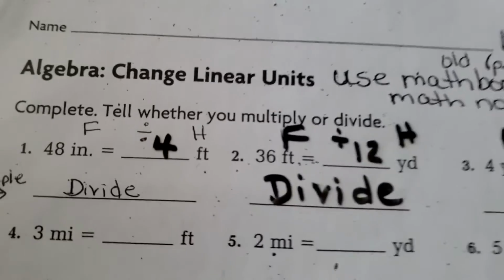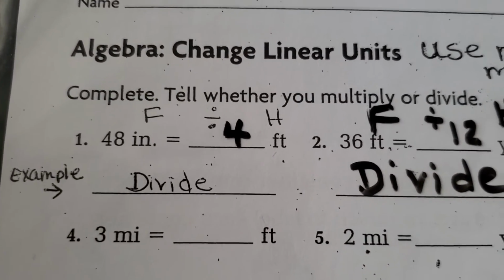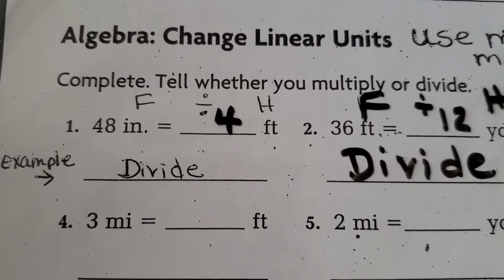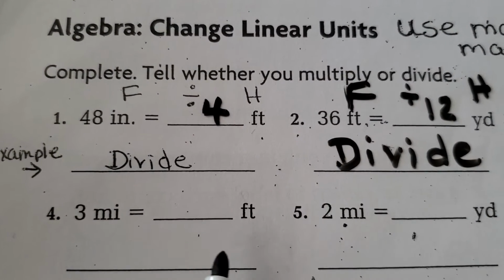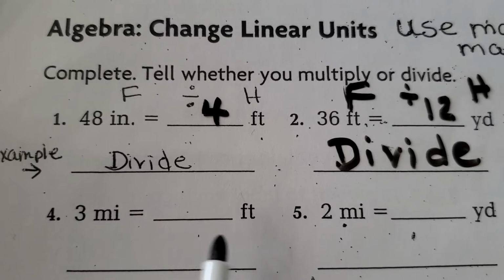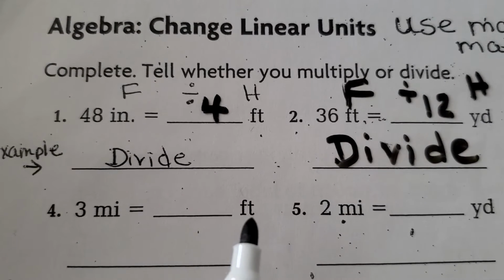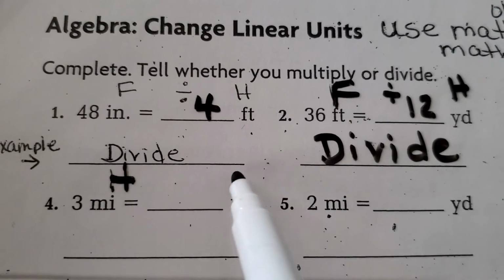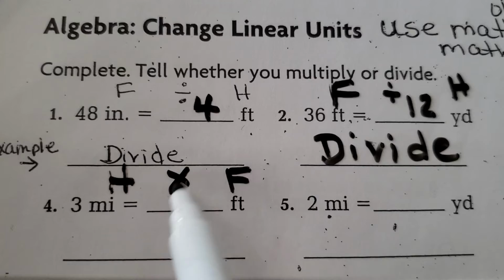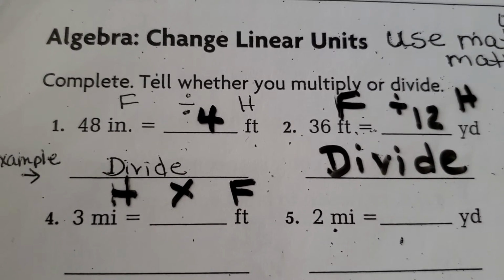Okay, number 4. You ready? Number 4 reads 3 miles equals how many feet? Now we're going from miles to feet. Again, we're going from a large unit to a small unit. This one's pretty easy. It's going to be what? Horse to fly, multiply. But maybe you can't remember how many feet are in a mile.